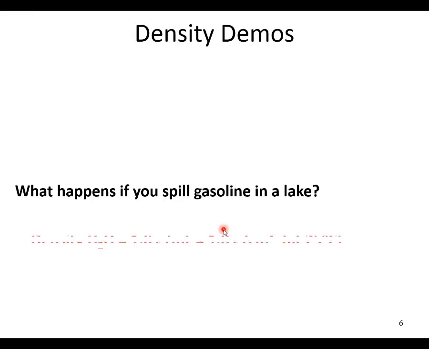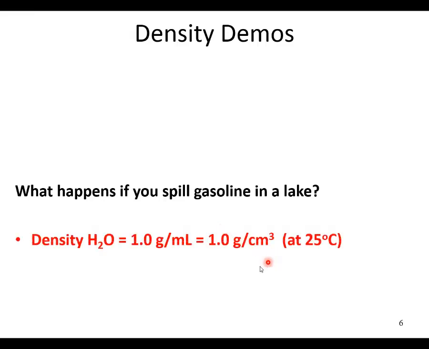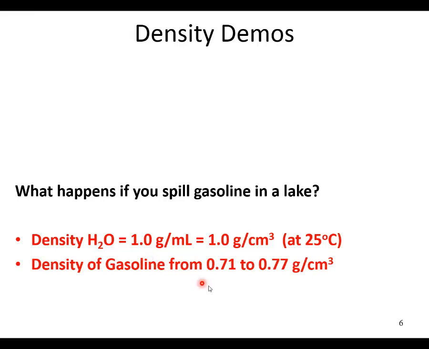So if I end up with burning gasoline for an action movie, we know that its density must be less than 1.0 grams per milliliter for the gasoline itself. And if we look at gasoline, it depends on the grade of gasoline we have, but it can have a density between 0.71 to 0.77 grams per centimeter cubed.